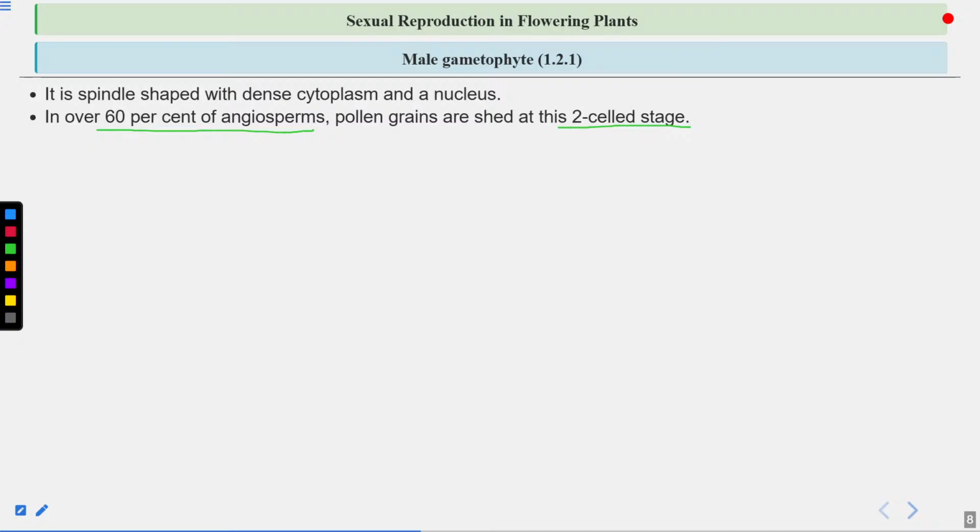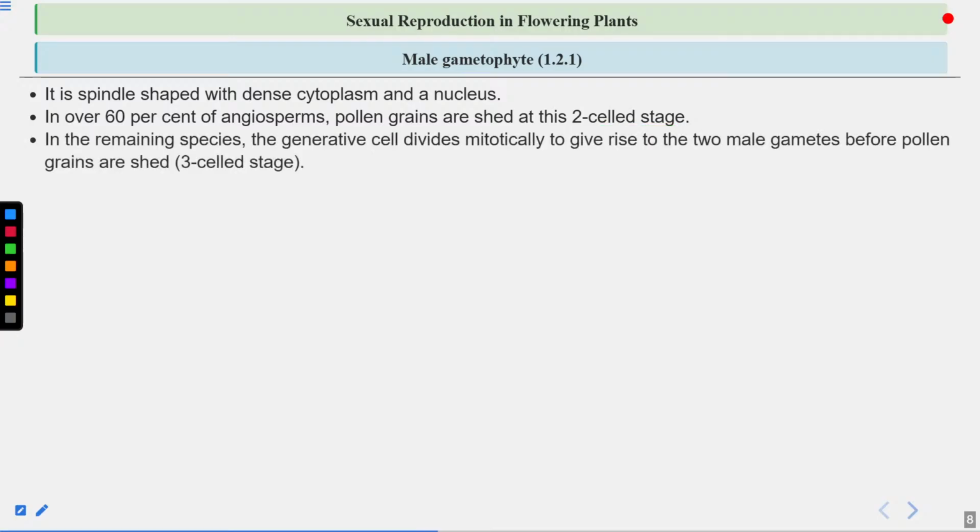Okay, in 60%, it is shed at the two-celled stage. In the remaining species, the generative cells divide mitotically to give rise to the two male gametes before pollen grains are shed. Remaining species means the rest of the 40%.